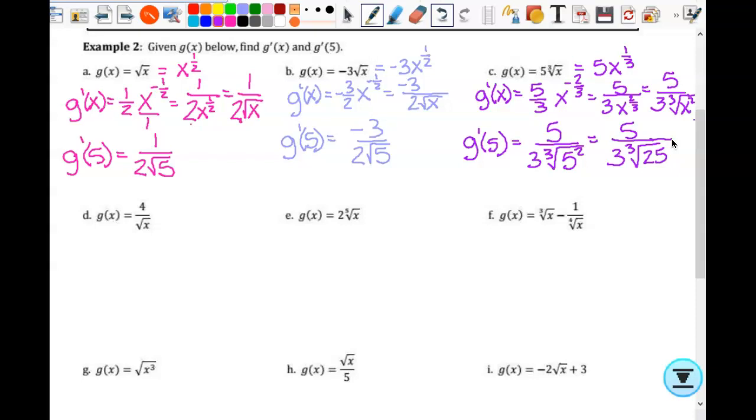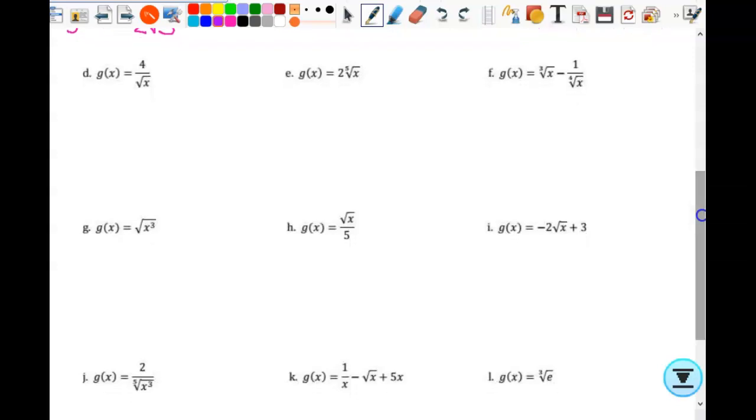What questions do you have? Anything? All right. So now I'm going to break you up into groups, and you're going to do the rest on your own. Go through them together. So the first thing you do is you have to get the variables out of the denominator. So this is equal to 4 times x to the negative 1/2 power. Do we agree with that?